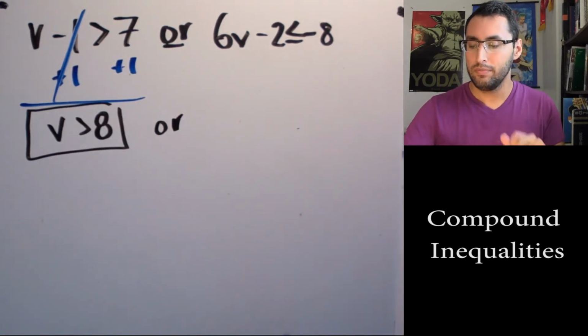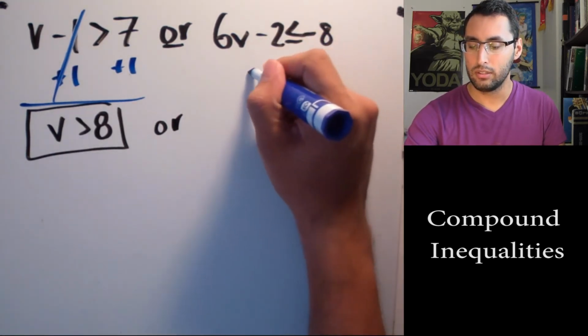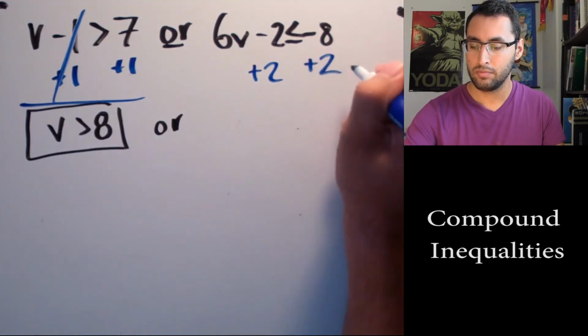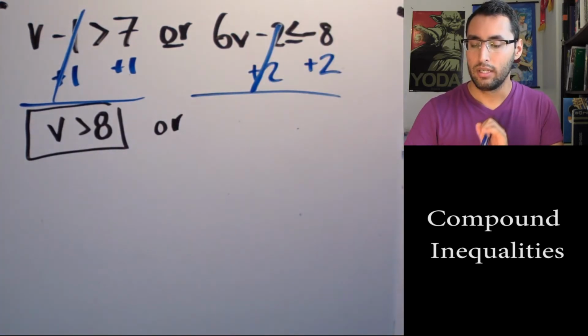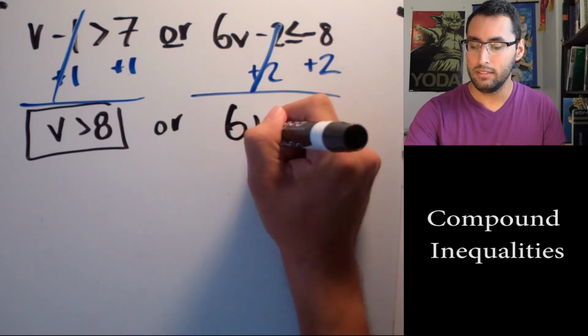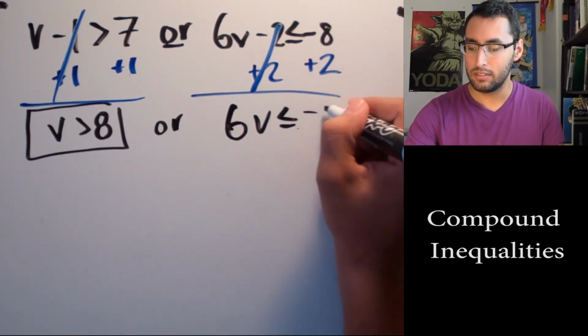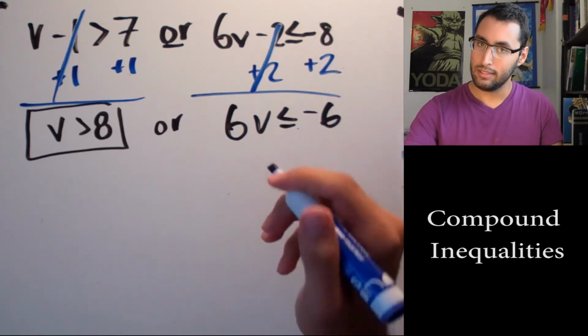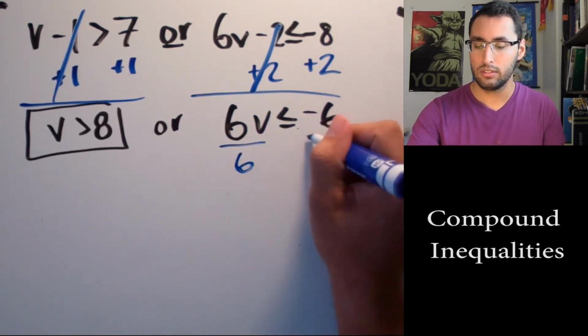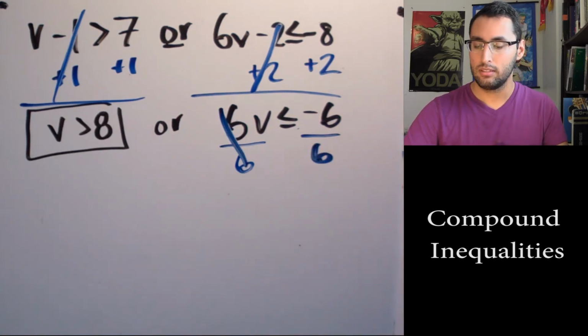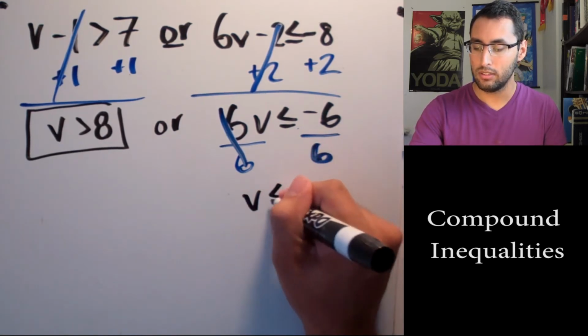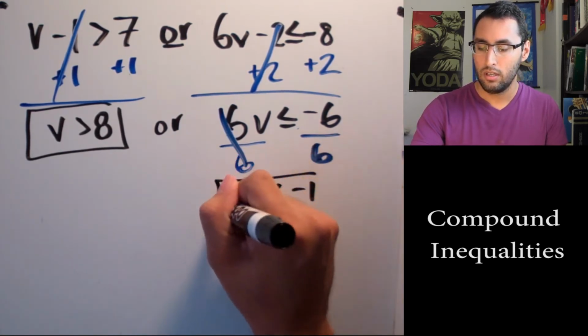So, over here, I'm going to get rid of subtracting 2, so I'm going to add 2 to both sides. This goes away. We're going to have 6b is less than or equal to, well, negative 8 plus 2 is a negative 6. And over here, we still have to get rid of this 6 in front of the b, our coefficient. We divide by 6. We're going to have b less than or equal to negative 1.